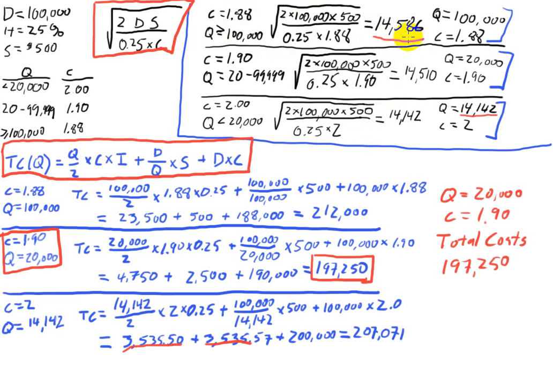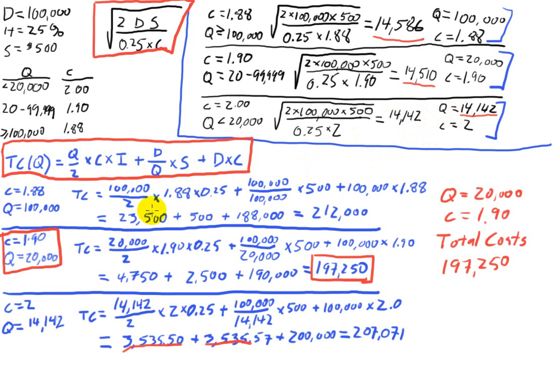So we did the EOQ, we got this quantity, it was less than 100,000, so we looked later at the cost of buying 100,000. Then we did the EOQ at the next cheapest price, and we came up with another EOQ, which sadly was not in the right range, so then we decided we would look at the cost of buying 20,000 at a price of $1.90. And then we did the EOQ for the price of $2, and we got this EOQ of 14,000, and that was less than 20,000, so we decided we'd look at the cost of that.